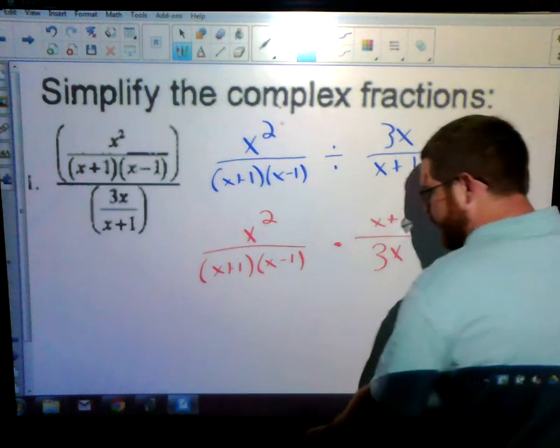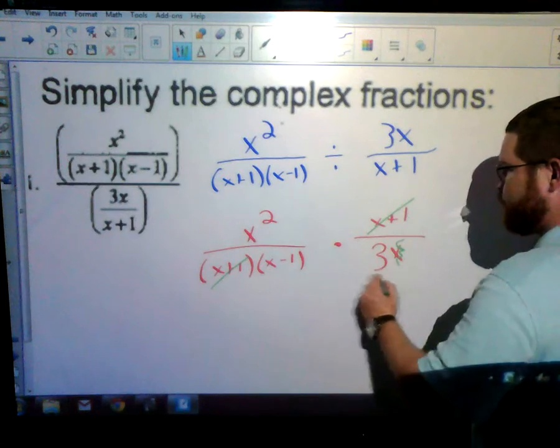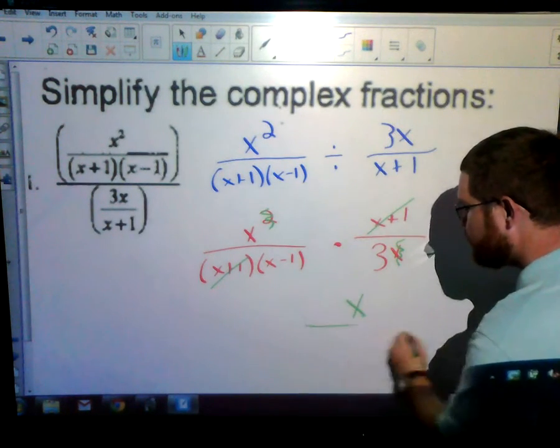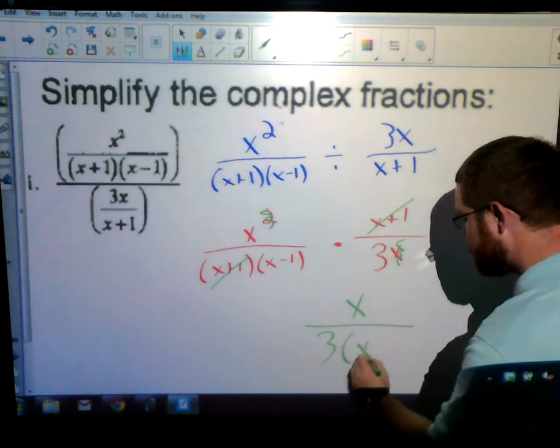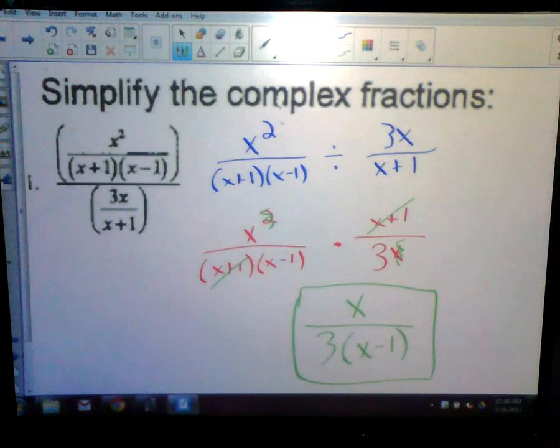Now cancel out anything we can cancel. The x plus 1's will cancel. This x will cancel with one of these x's. That leaves me an x on top and a 3 times (x minus 1) on bottom. So that's not too bad. I had a factored problem. I wrote it as division. I flipped it and turned it into multiplication, and I canceled out.